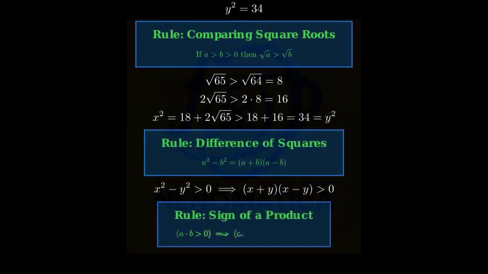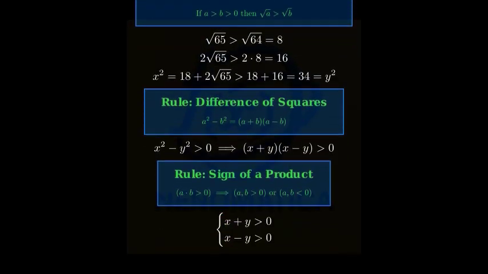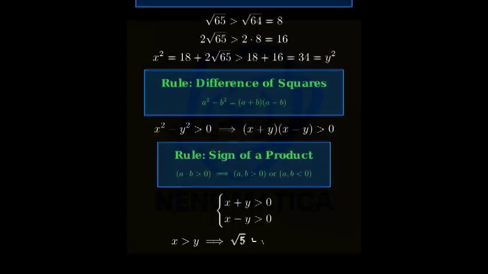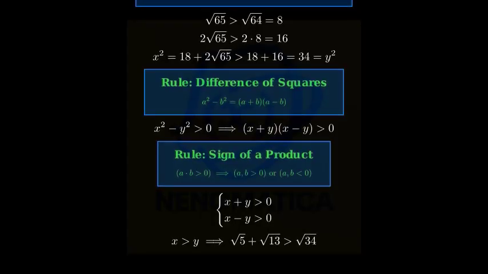For a product to be positive, either both factors are positive or both are negative. Since x and y are both positive, they're square roots. X plus y is definitely positive. So for the product to be positive, x minus y must also be positive, which means x is greater than y. Therefore, x is greater than y, which means the square root of 5 plus the square root of 13 is greater than the square root of 34.